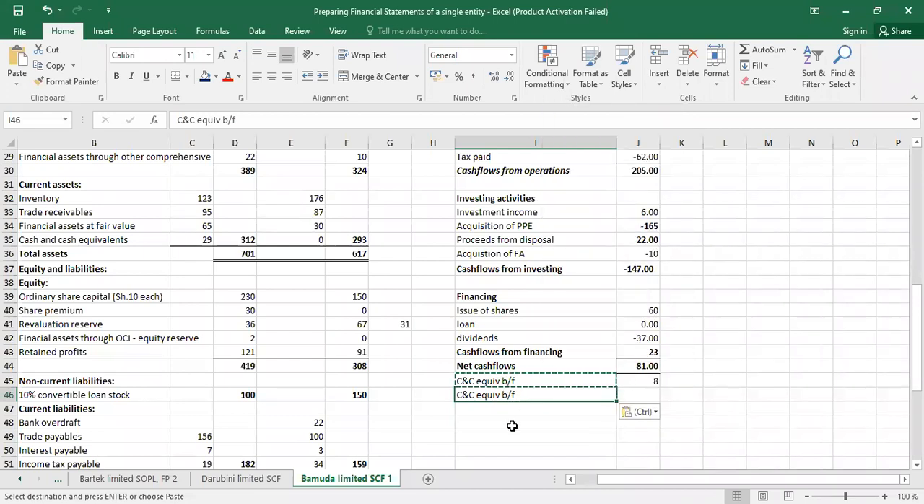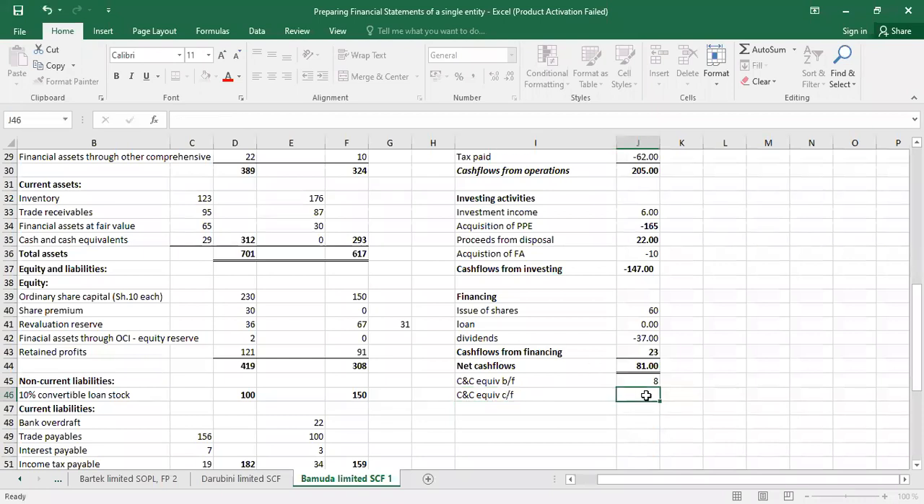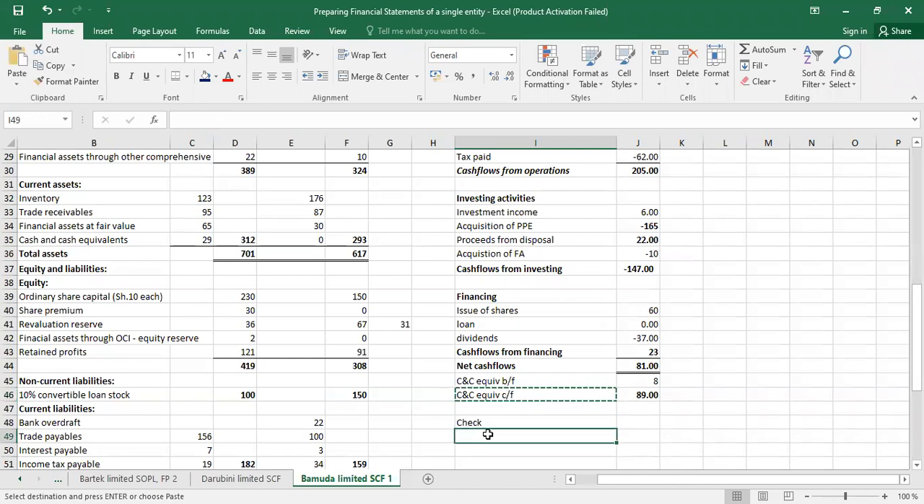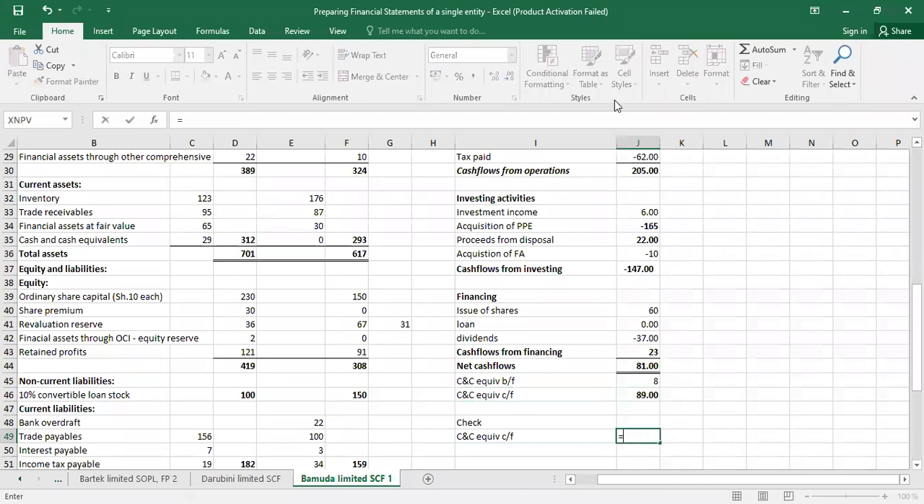Then I change with F2 to carried forward, equal. So it would be the net one plus the carried forward. Control bold. Now for the check, the same thing you are checking, control C, control V. So we are checking for the year 2022.